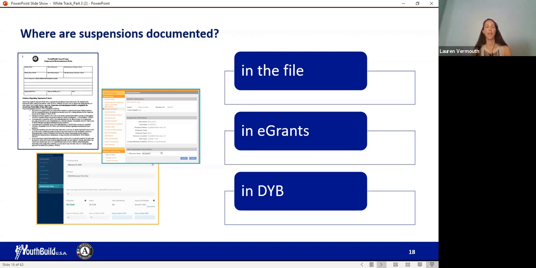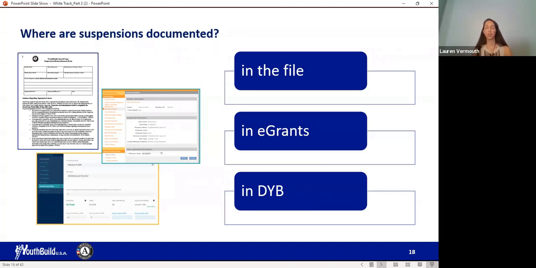Pretty simple. And by having that in the file, you're using it as a placeholder because you're not going to be filling out their hour logs if they're not there serving. So you want to have that in there to tell the story of why there isn't an hour log for maybe June and July. It's because they're suspended.